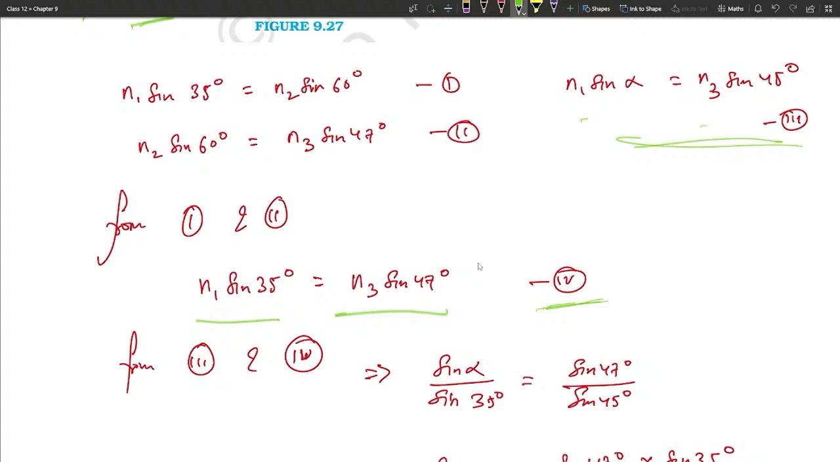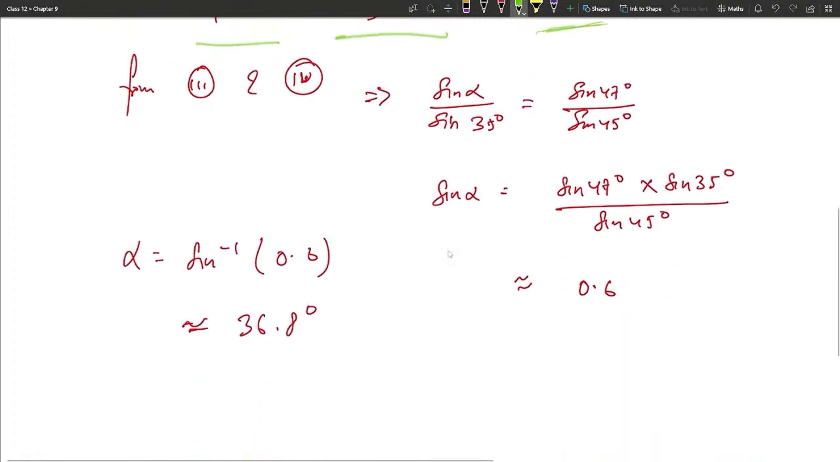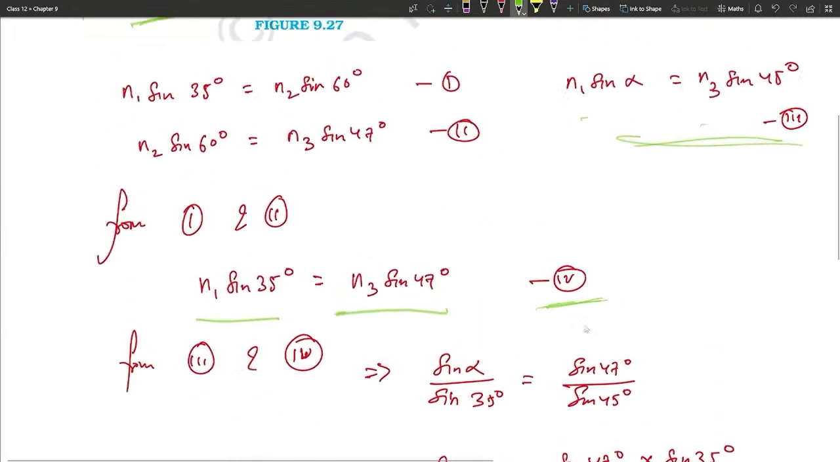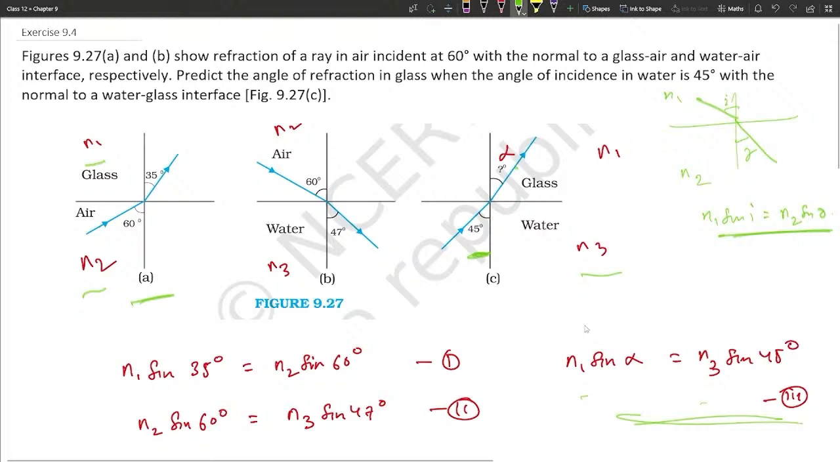So by dividing equation 3 by 4 we will get sine alpha by sine 35 degrees is equal to sine 47 degrees by sine 45 degree. Now substituting the values we will get sine alpha is equal to 0.6 approximately, and now if we take the inverse then we will get a value of 36.8 degrees. So we see that the value of alpha is going to be equal to approximately 36.8 degrees.